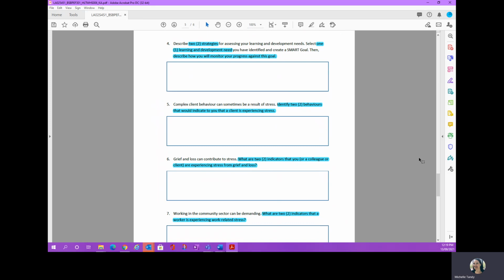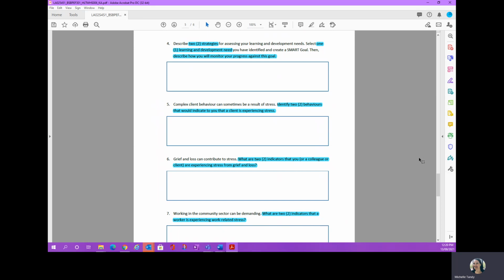Question 4. Describe 2 strategies for assessing your learning and development needs. Select one learning and development need you have identified and create a SMART goal. Then describe how you will monitor your progress against this goal. So I've again highlighted the critical points of this question.